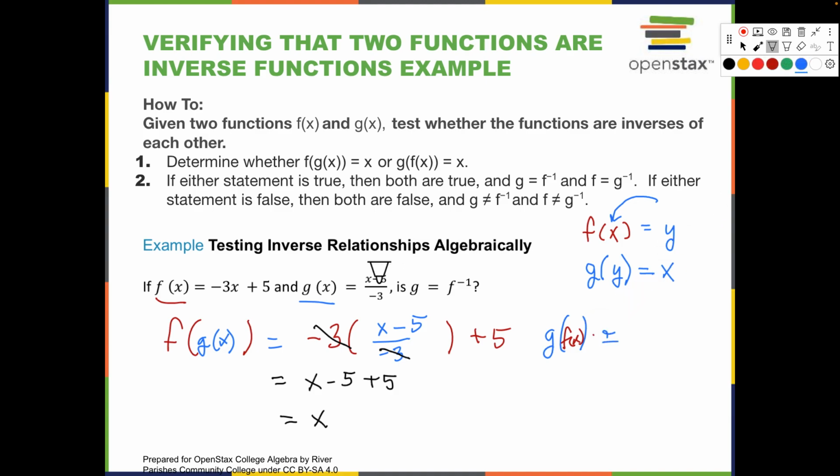And so the g function is x minus 5, so that's x minus 5 over 3. And then in there, that's where we plug in the f function, -3x plus 5. If you take off those parentheses, right, we could do that because there's nothing outside, you get a plus 5 minus 5. So we're getting g of f of x.